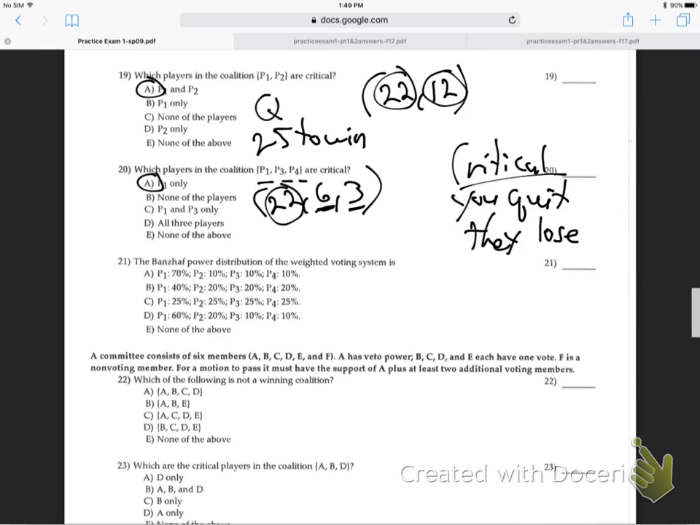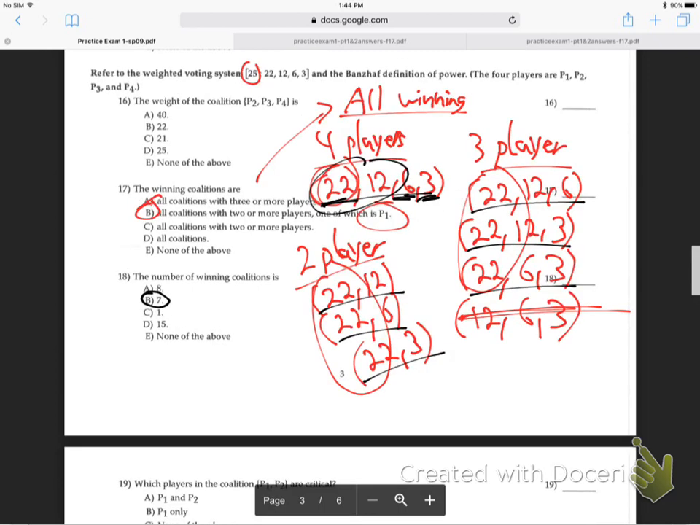Moving on, 21, Banzhaf power. Now, we got to do the whole power thing. So let's go back and circle. Well, I kind of messed it all up, huh? So maybe I better rewrite it. Oh, I wish I wouldn't have done that. Well, I'm gonna box them.